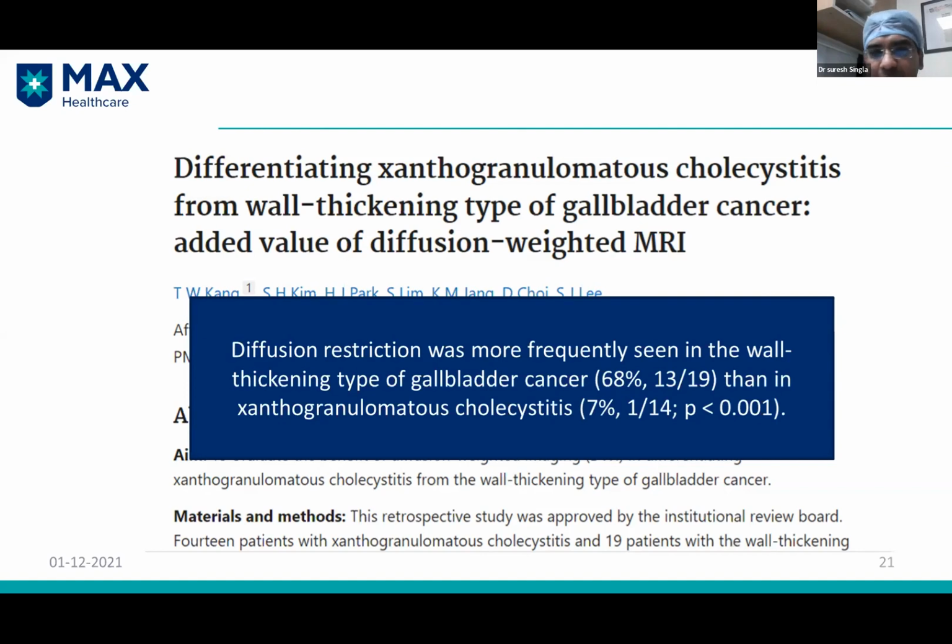Even I tried to dig out more papers about this xanthogranulomatous thickening versus GBC thickening, and I came across one paper showing that even MRI can help us differentiate GBC thickening from xanthogranulomatous thickening, and diffuse restriction is more frequently seen in the thickening of gallbladder cancer.